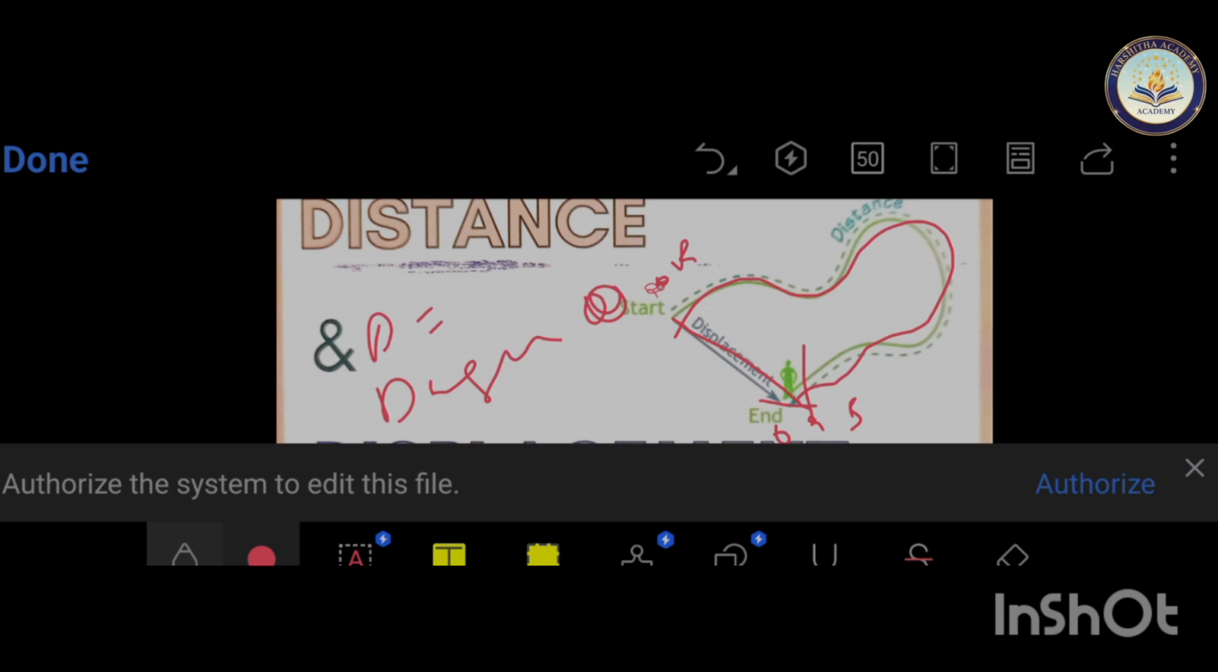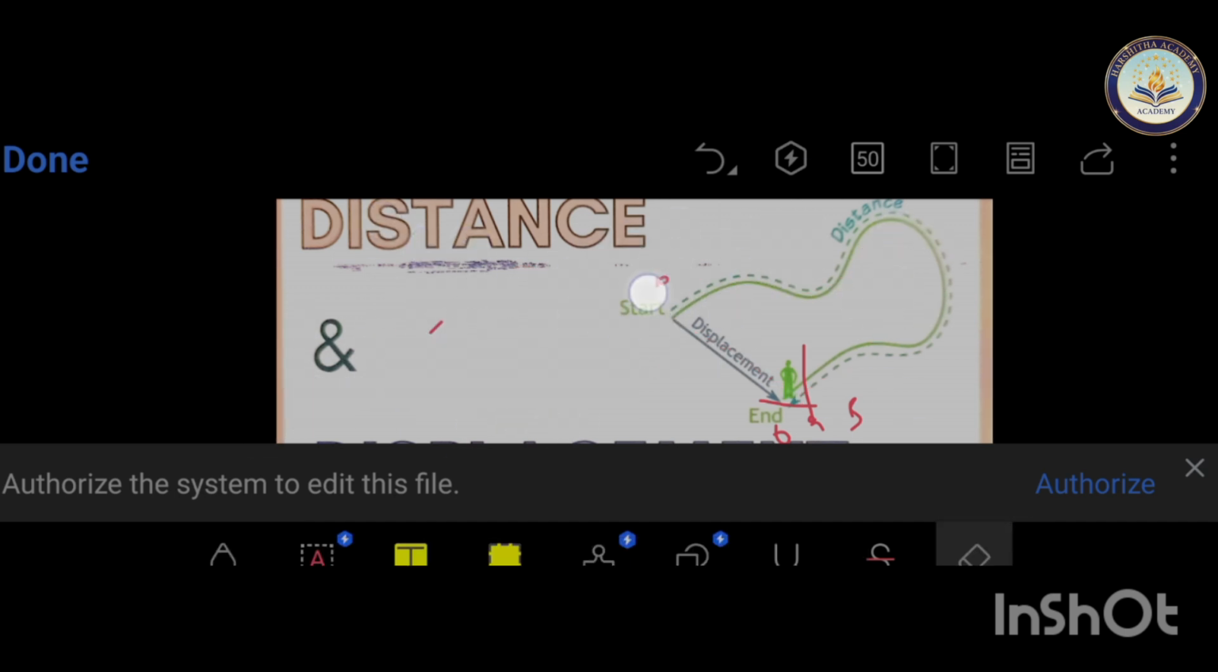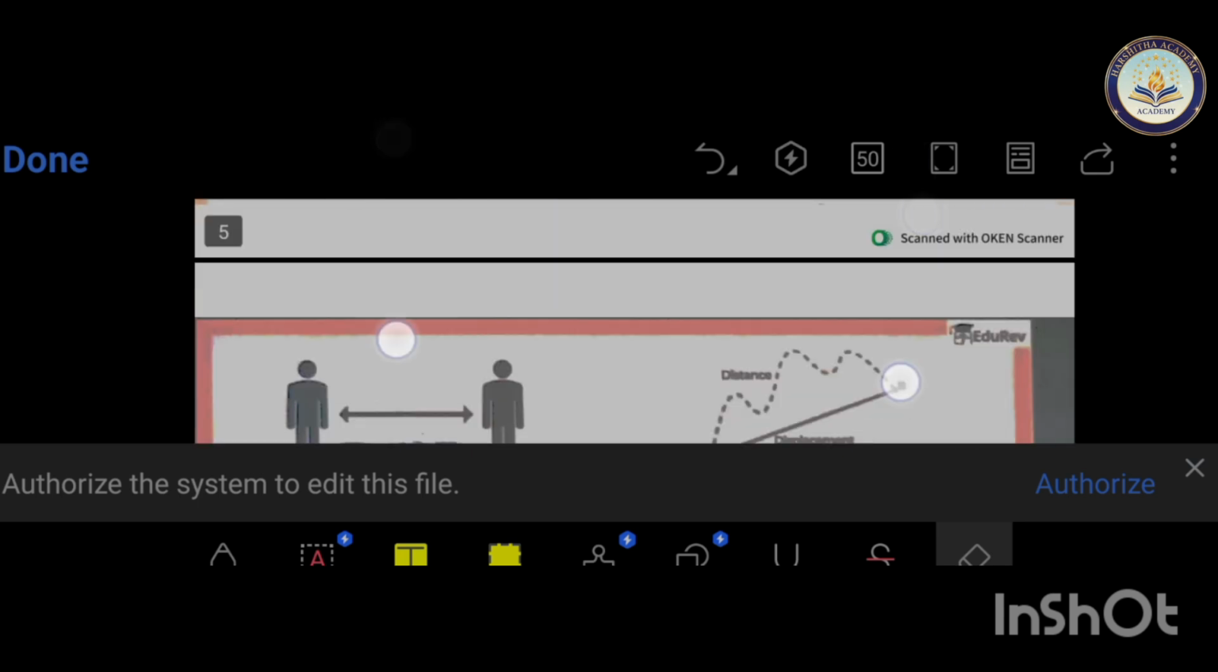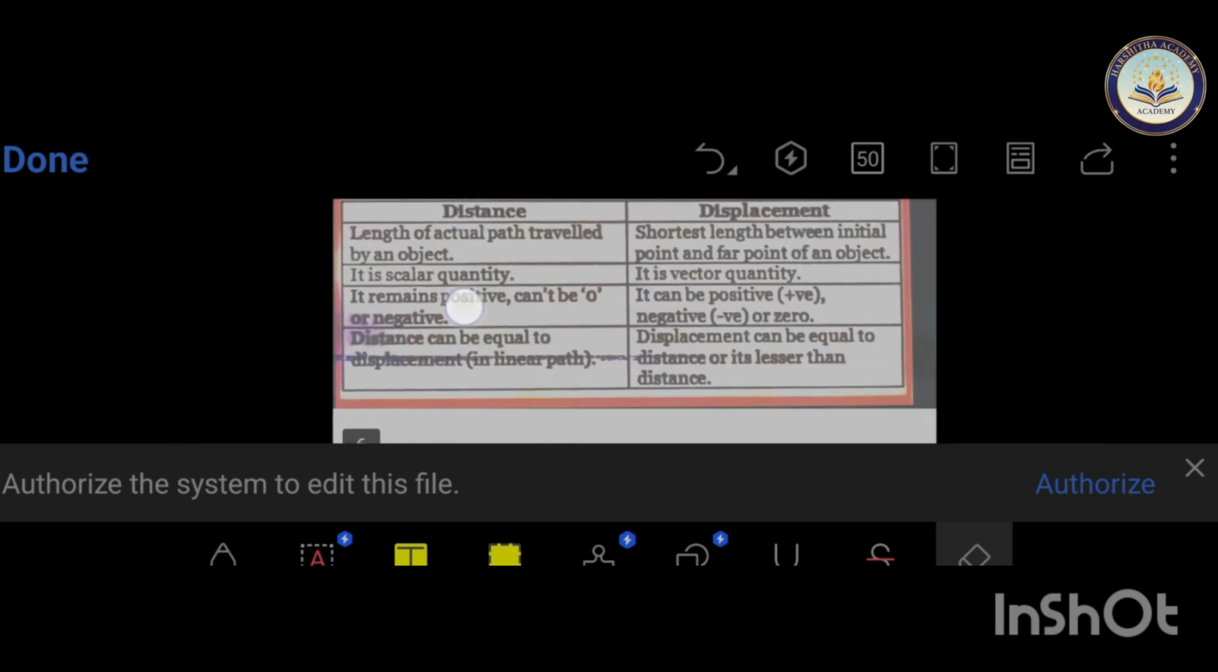Distance can be 0, but displacement cannot be 0, guys. And the unit of distance is meters. This is about distance and displacement. Simply I can say it. Please understand that very clearly. If you have any doubts, keep it in the comment section. I will watch that. A table is given.